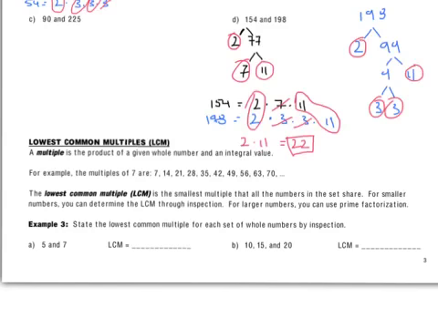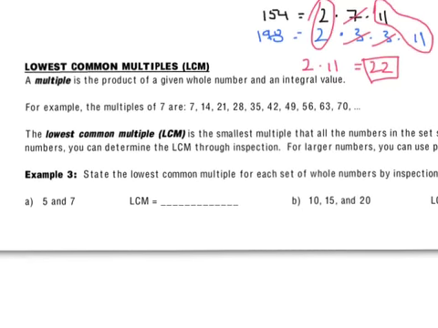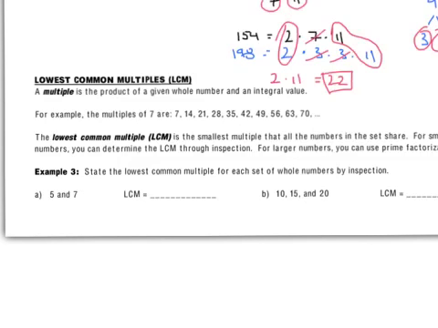Let's do the first example down here. Let me blow it up a little bit. State the lowest common multiple for each set of whole numbers by inspection, which means doing it mentally in your head. So 5 and 7: the multiples of 5 are 5, 10, 15, 20, 25, 30, 35. The multiples of 7 are listed up here, and I can tell that the first one that they both share is 35. So the answer for this one is 35.